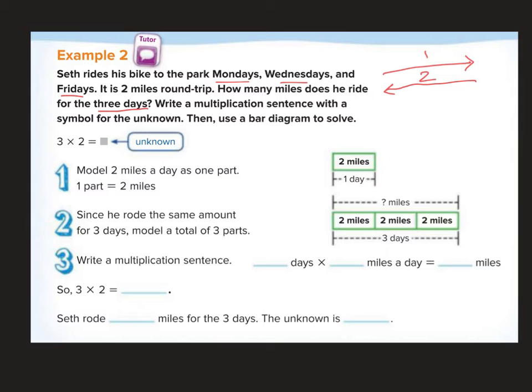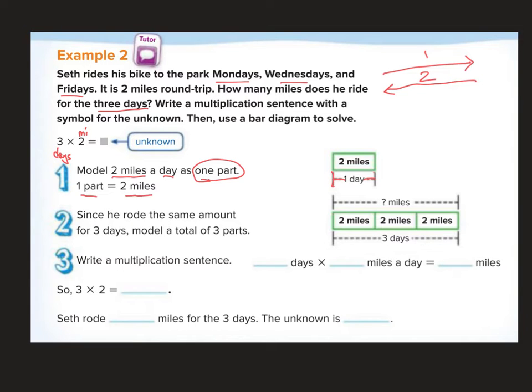Write a multiplication sentence with a symbol for the unknown. Then use a bar diagram to solve. Oh, we're looking at another way to show multiplication, bar diagrams. So what I'm trying to do is I've got 3 days, and then I'm multiplying that by 2 miles each day. If I model 2 miles as a day, that's 1 part, right? 1 part is 2 miles.